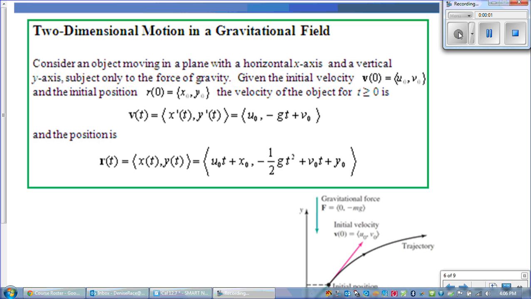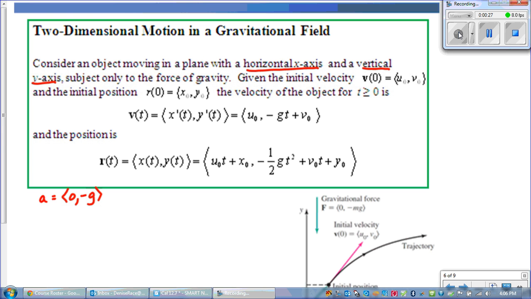Let's look at two-dimensional motion in a gravitational field. We'll consider an object that's moving in a plane. We'll have a horizontal x-axis and a vertical y-axis, and the only thing that it's subject to is the force of gravity. So the acceleration is 0, minus g, where g stands for gravity.